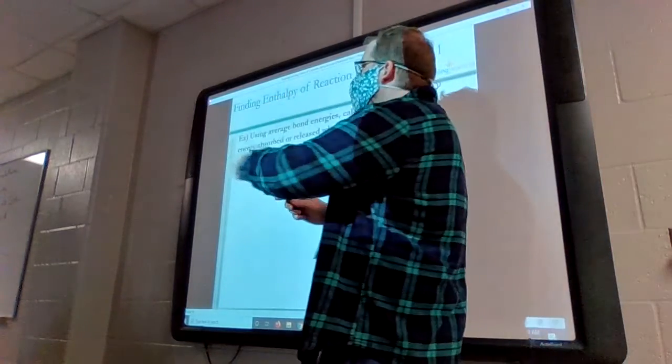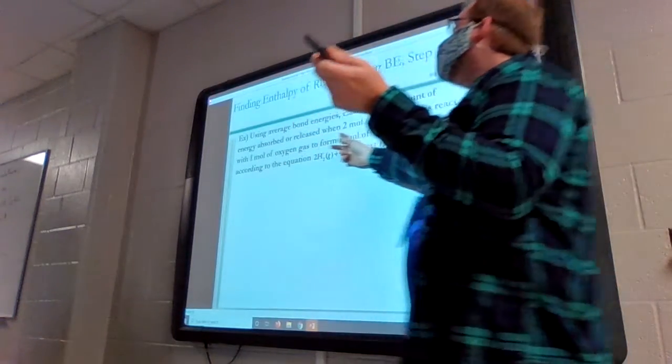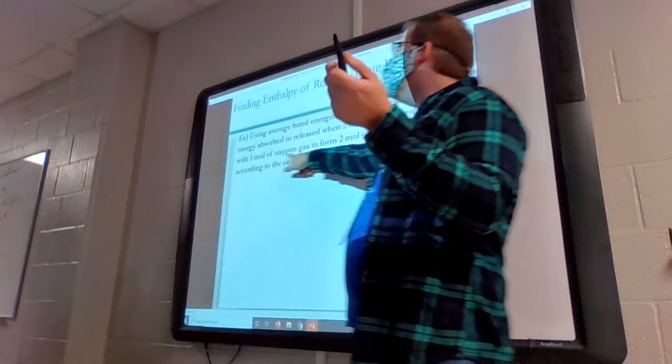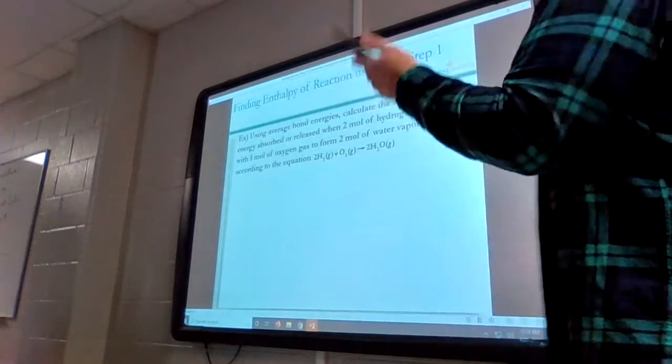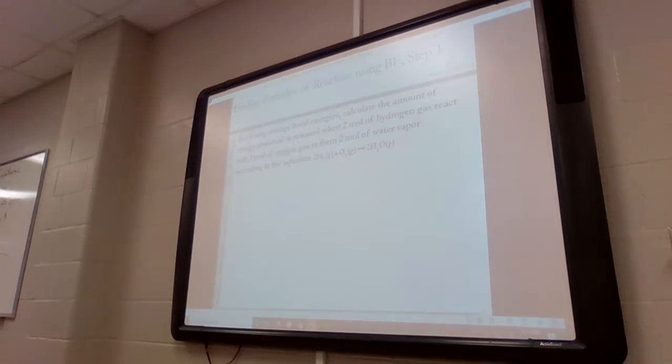So here's your example. Using the average bond energies, calculate the amount of energy absorbed or released when 2 moles of hydrogen gas react with 1 mole of oxygen gas to form 2 moles of water vapor. Here's our formula. Let me rewrite this so we can take a look at it. So we've got 2 hydrogens plus 1 oxygen goes to 2 waters.